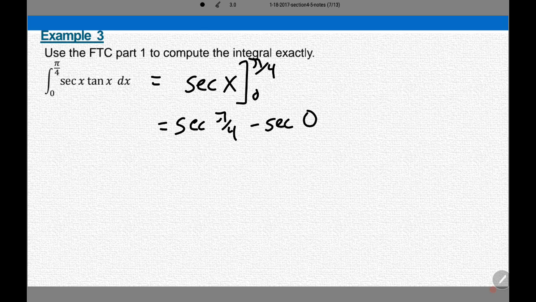Now, if you look it up on your unit circle, hopefully you remember secant's related to cosine. So let's start with the cosine of 0. Cosine of 0 is 1, so the secant of 0 is also 1, so I've got a minus 1 there.